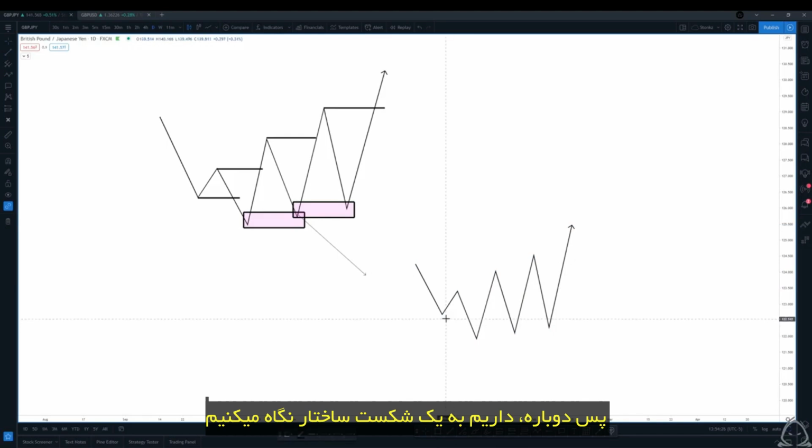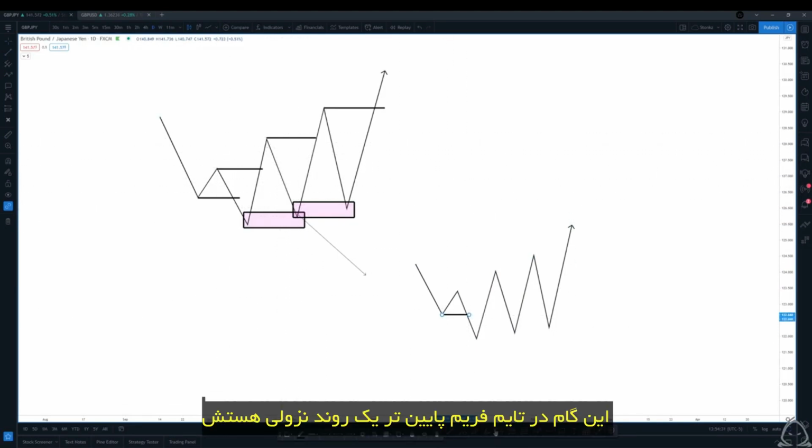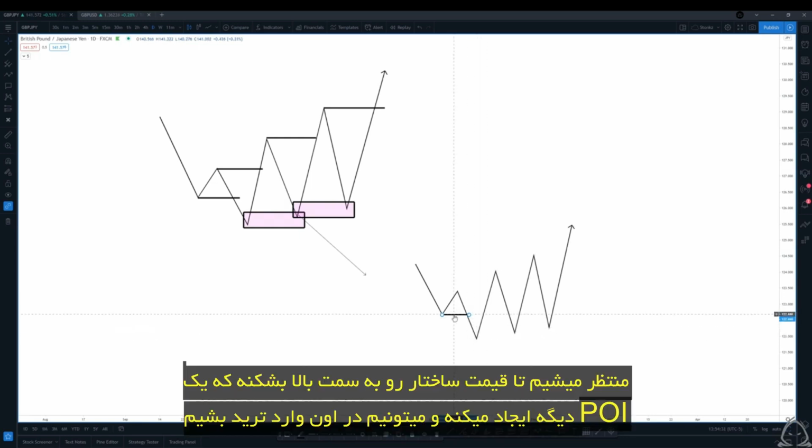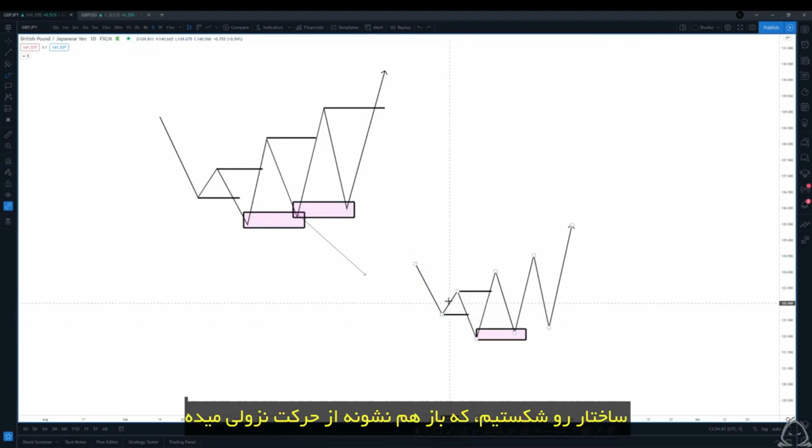So again, what we're looking at is a break of structure because we're in a downtrend here. This leg would be a downtrend on a smaller time frame. We wait for price to break structure to the upside, which then would form another point of interest that we can look at to enter on. But again, since price was moving to the downside, creating lower lows and lower highs, we broke structure, which still confirmed a further down move.